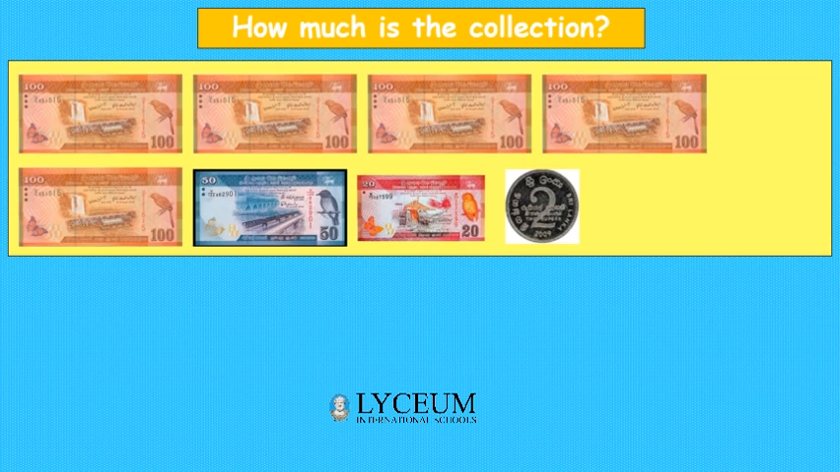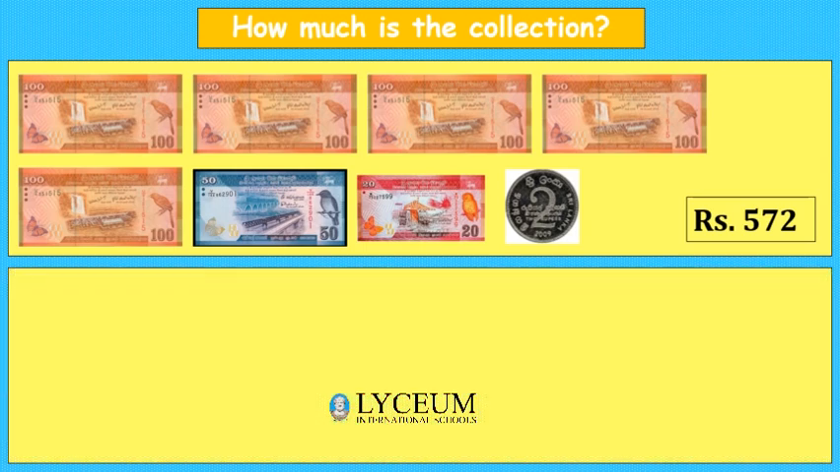Now, let's add the 50 and the 20. 50 and 20 makes, very good, 70. So 500 and the 70 makes 570. Very good, right? 570 plus the 2 rupees that is left there gives us 572. Well done, children. Last one for the day.